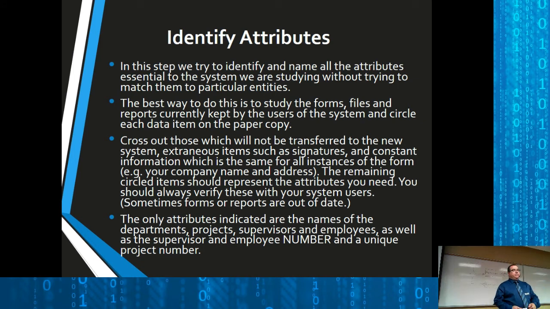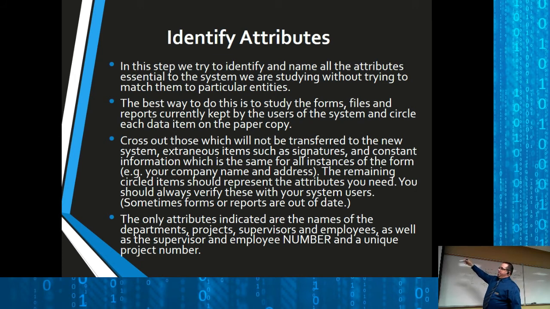Okay, big wall of text. Identifying the attributes. So after you've identified the primary key, so how you're going to uniquely identify each of the instances, I already did it for you guys, student number. I don't know anything else about you, but you all have a student number. I can identify you by calling out a number, and you should theoretically pop up after you've checked your student card, theoretically.